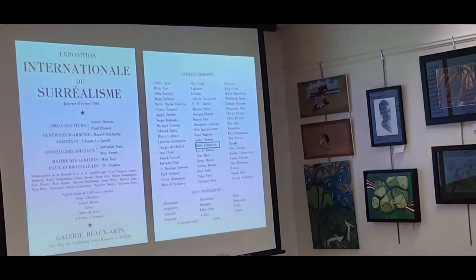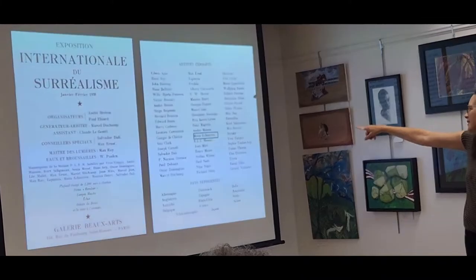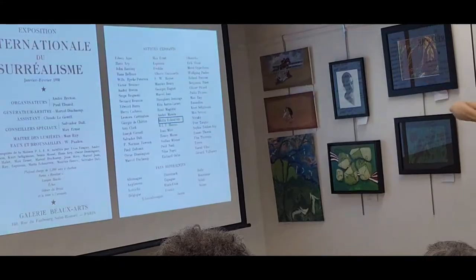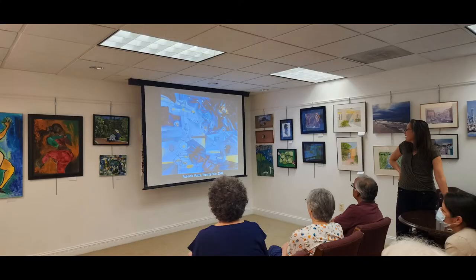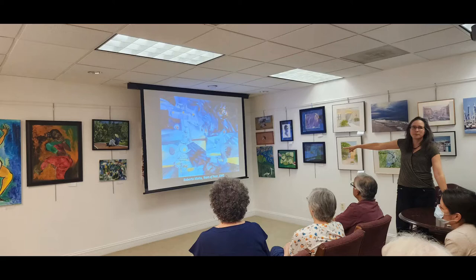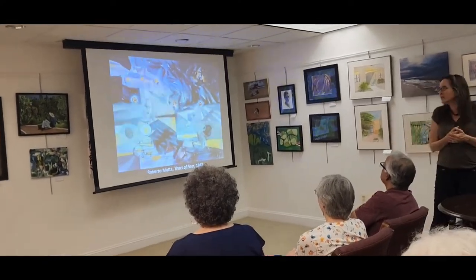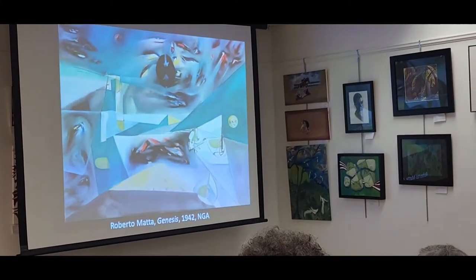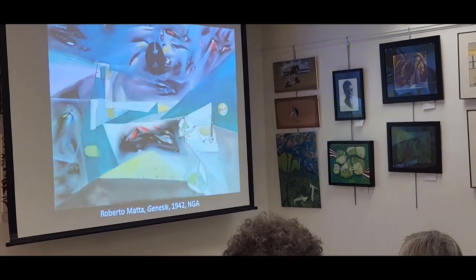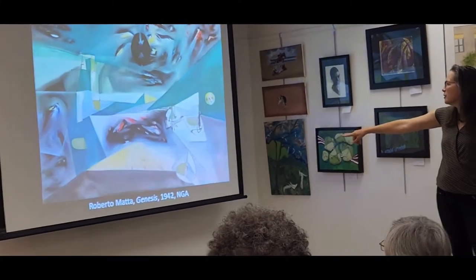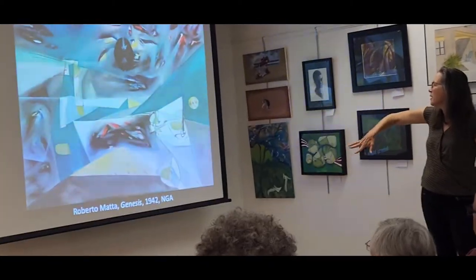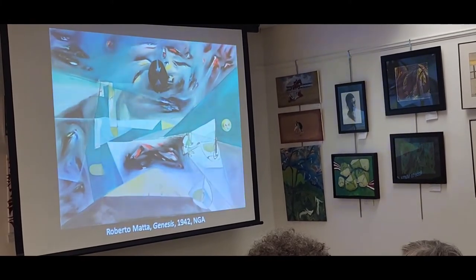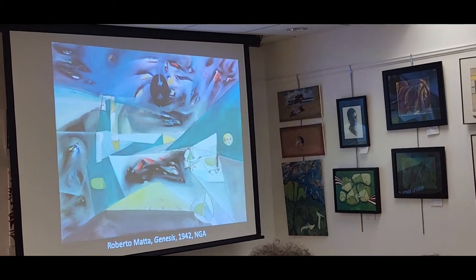And I also just wanted to show you this, that Matta, who had a second last name, Echaurren, was exhibited with the Surrealists. There is anguish, swirling, things feel like they're exploding out of control, and that's that feeling of response to it. And here's the one that's owned by the National Gallery, so it's right around the same time. It's called Genesis, from 1942, and so you have some of these same feelings of automatic drawing.